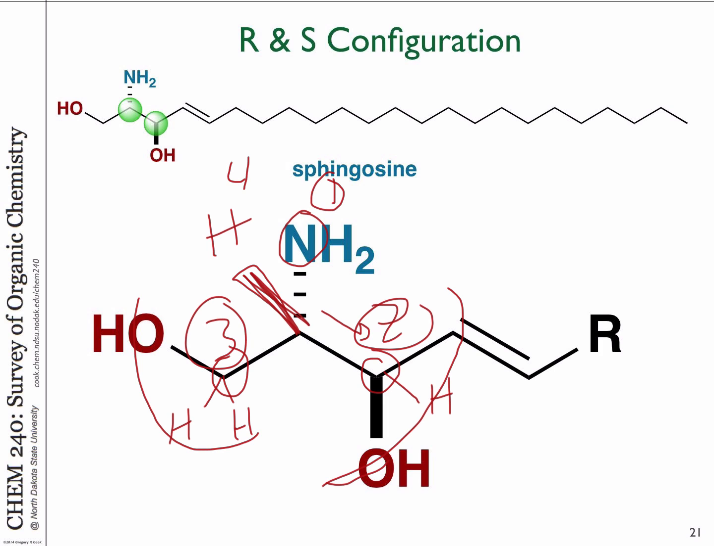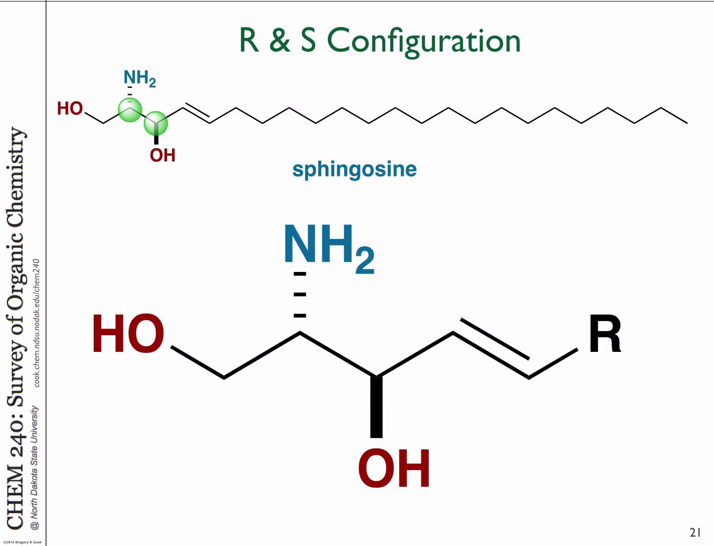Okay, I'm going to clean this up and put those priorities back on here. So hydrogen is coming out towards us. This is 1, this is 2, this is 3. Sorry, nitrogen is 1. Hydrogen is 4. Okay? So the hydrogen is the lowest priority group. It's pointing out towards us, and we need to look at the direction if that's pointing away from us.